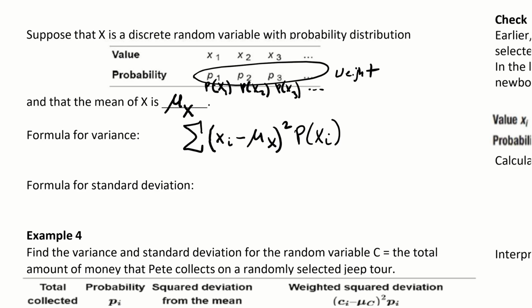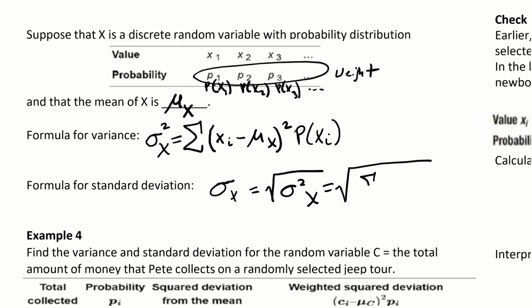All right, so there's our variance, and then we can take the square root of that in order to get the standard deviation. So this is the variance. The symbol for that is sigma squared x. If we want sigma x, which is the standard deviation, we just have to take the square root of sigma squared x. Basically, take the square root of this formula, right? Square root of the sum of the squared deviations times their individual probabilities.